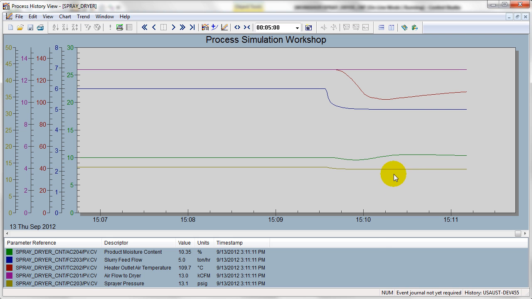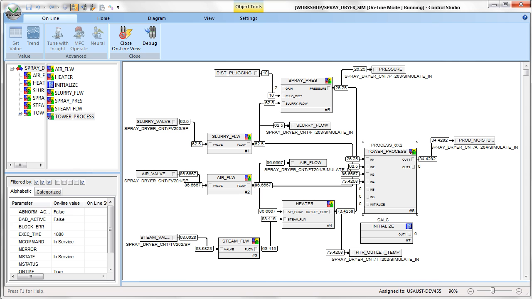I hope this demonstration of how to go from the P&ID to your simulation diagram to simulation and how it works has been helpful. And I would encourage you, if you aren't using simulation, to give this a try in your own control system and use it in operator training and control system checkout.